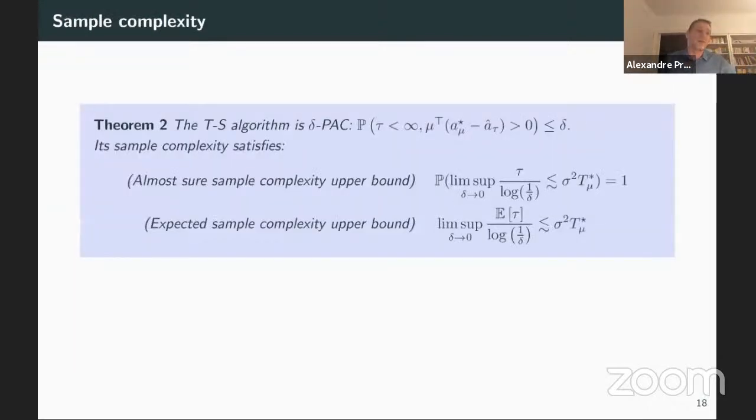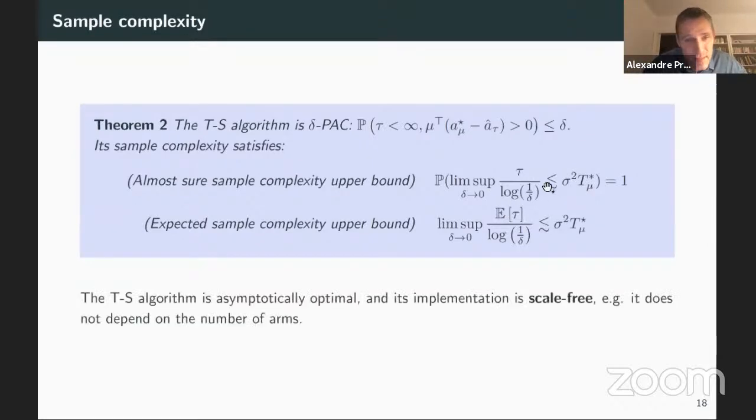So altogether, we were able to prove the following theorem that says that the algorithm that we just derived is delta-PAC. And it has a sample complexity that asymptotically, when delta goes to zero, is optimal. So it reaches the lower bound for any mu, any possible instances. And this is true in expectation and almost surely. All right. And in addition, the algorithm is scale-free.